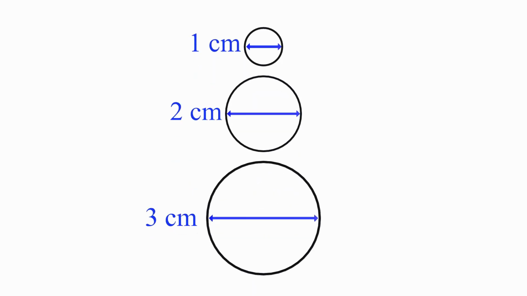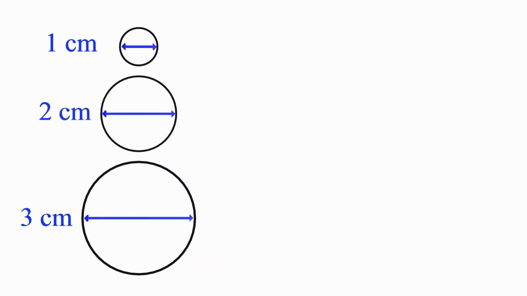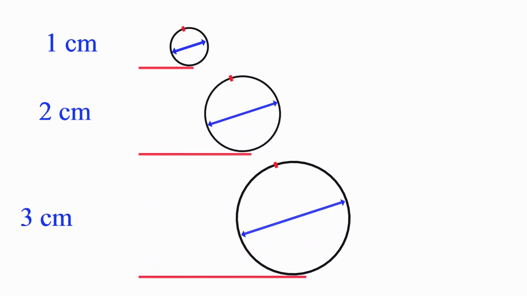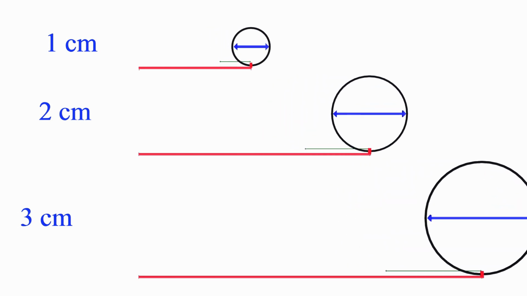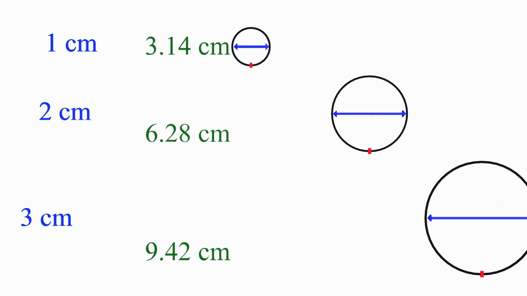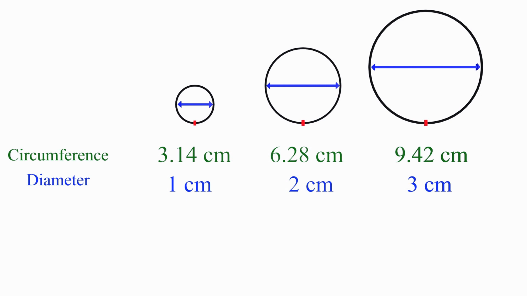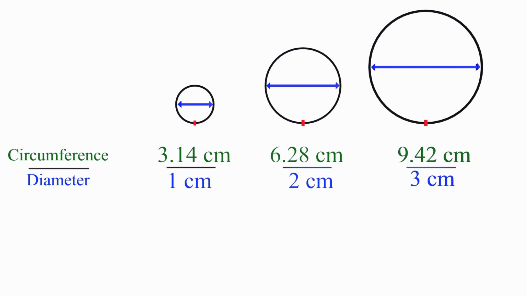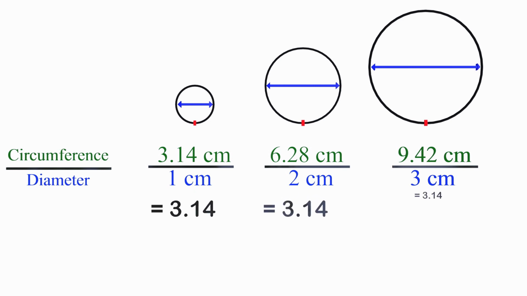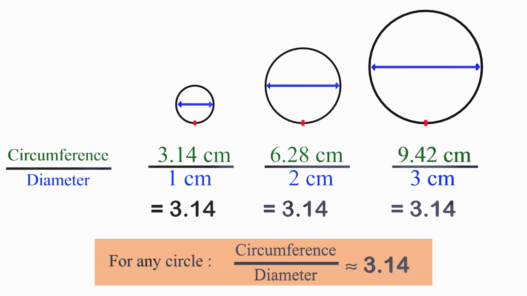Let's consider several circles with different diameters: 1 centimeter, 2 centimeters, and 3 centimeters. We can measure the circumference of each circle. If we divide the measured circumference by its diameter, something interesting happens. We always get a special number, around 3.14. Isn't that amazing? For any circle, the ratio between circumference and diameter is around 3.14.